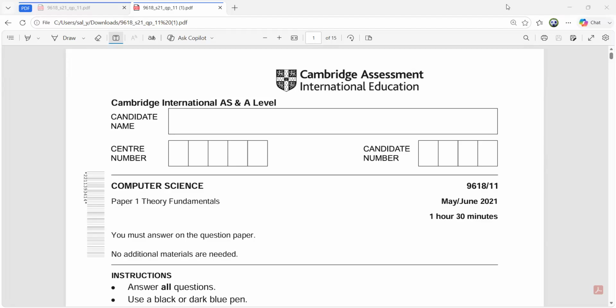Assalamu alaikum. Today we are here to solve one of the papers of AS Computer Science, Paper 1, Theory Fundamentals of 9618, Paper 11. So let's start the paper with Allah's name, Bismillahir Rahmanir Rahim.